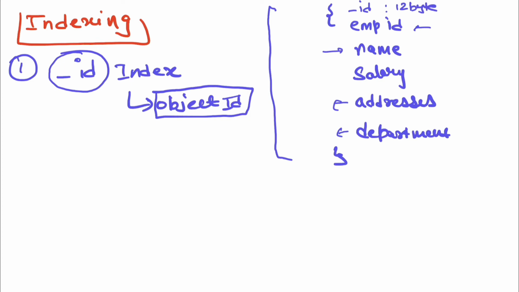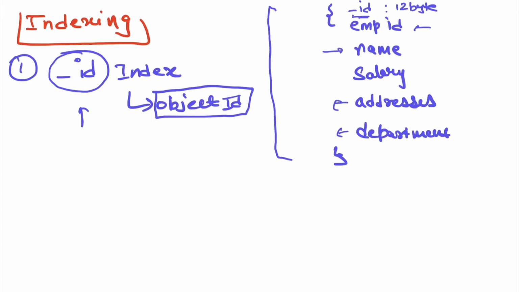This unique ID, you can give yourself also. You can tell MongoDB that you want to provide an explicit value for this ID, but if you don't provide your explicit 12 byte value, MongoDB will auto create it for you, and it will store this document with this ID. Now by default, the indexing happens on this ID. So you can query your data based on this ID.